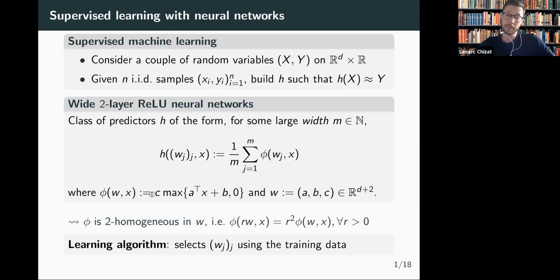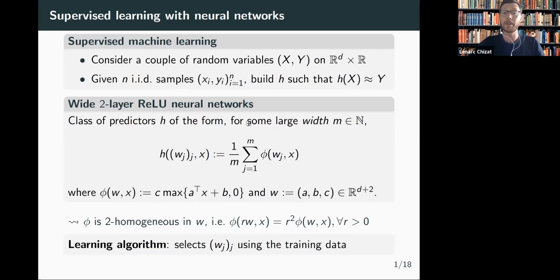But one property that is very important and which we'll use in our theoretical analysis is that phi is 2-homogeneous in w, in the parameter, which means that when we multiply the parameters by some scalar r, then the output will be multiplied by r squared, because a, b and c are multiplied by r, so we get r squared in the output. So this is one important property that we use.